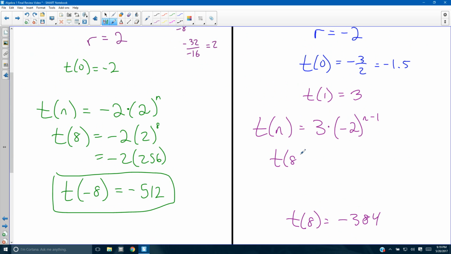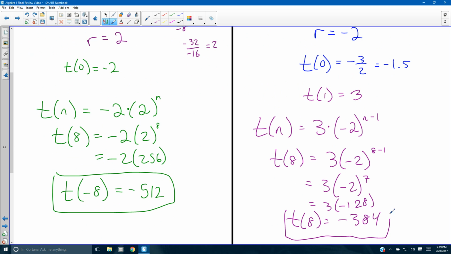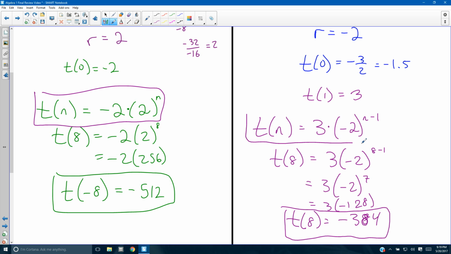But let's do this in the conventional mathematical way here, substituting. Notice, start from 3, multiply by negative 2 7 times. Negative 2 to the 7th is negative 128, so we're going to get this answer here, negative 384 for the 8th term. Common ratio, we answered way up here. It was the first thing we found for both of these. All right, so we got our equations there and our values there.